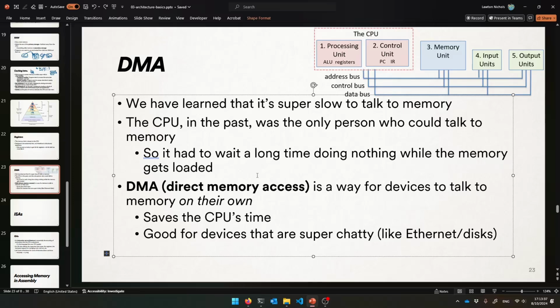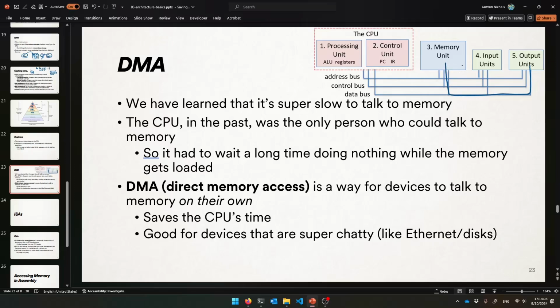Nowadays, we can be a bit more smart about it. There's something called DMA, or direct memory access. It's a way for devices to talk to memory by themselves. So it's a way for this kind of thing to happen. An output unit. Like say you double click a program, the CPU can set off the process of reading that program from the hard drive into memory, but this kind of thing can happen along the data bus.